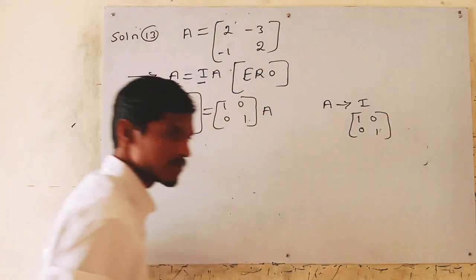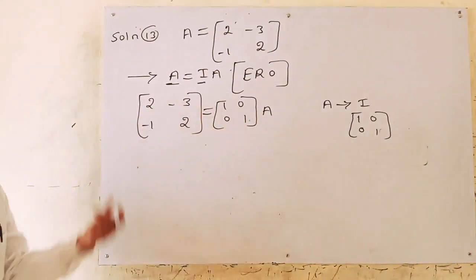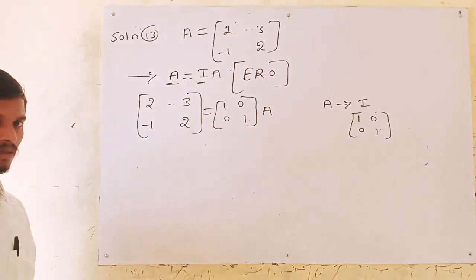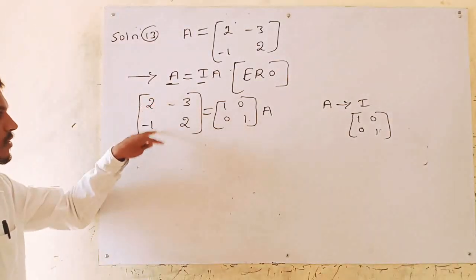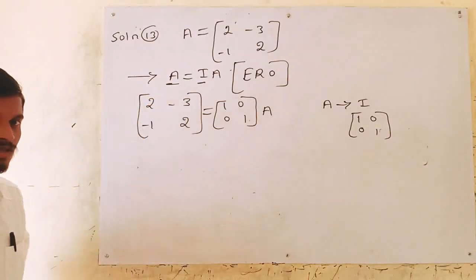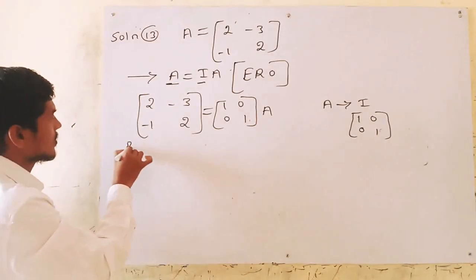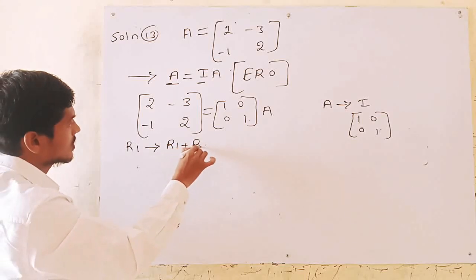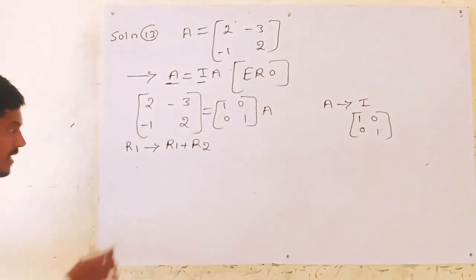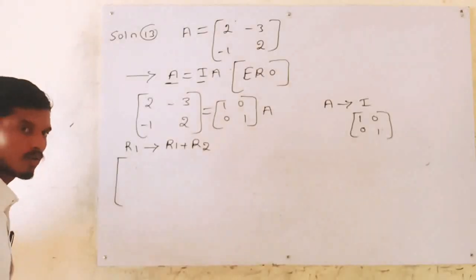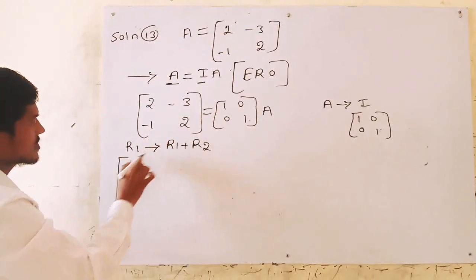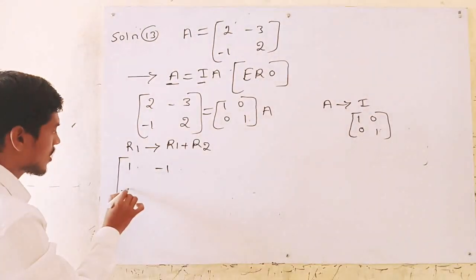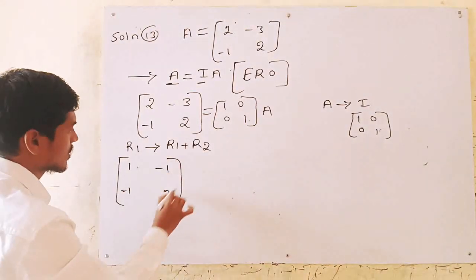Okay, see here. I will try to convert this 2 into 1. Is it possible? 100%. If I add the rows, that becomes 1. It means applying R1 changes to R1 plus R2. Then what is the first element? Corresponding elements: 1, this one minus 1, and R2 remains the same.